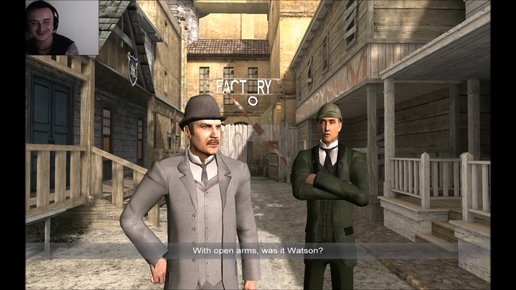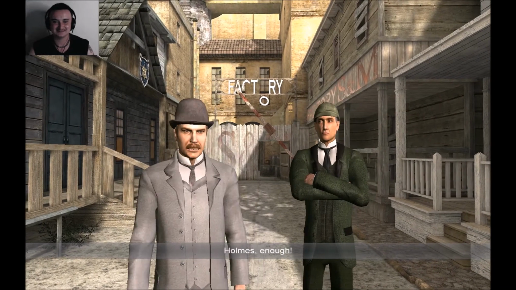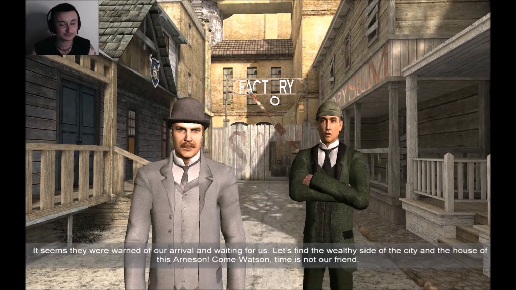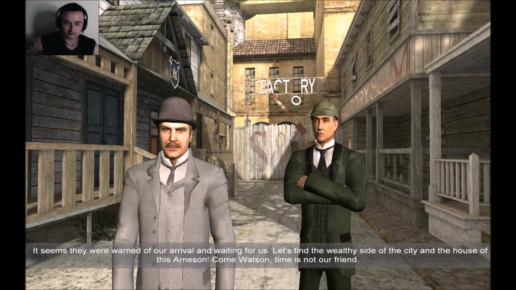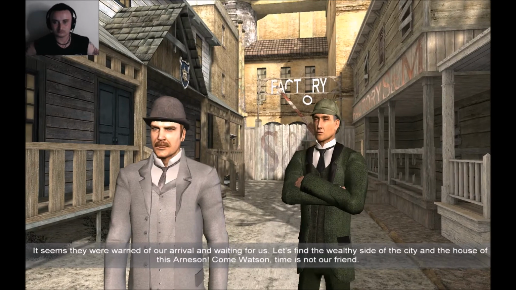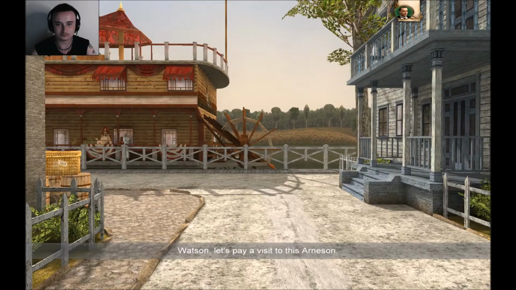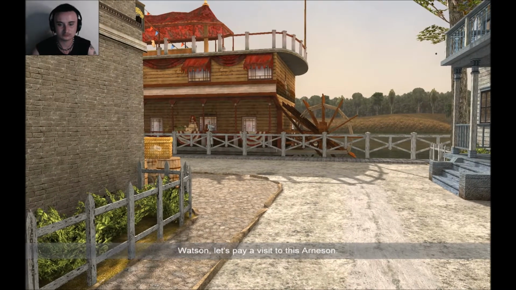With open arms, was it, Watson? Holmes, enough. It seems they were warned of our arrival and waiting for us. Let's find the wealthy side of the city and the house of this Arneson. Come, Watson, time is not our friend. Watson, let's pay a visit to this Arneson.